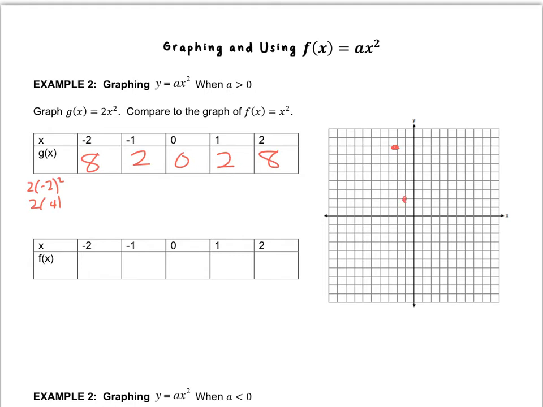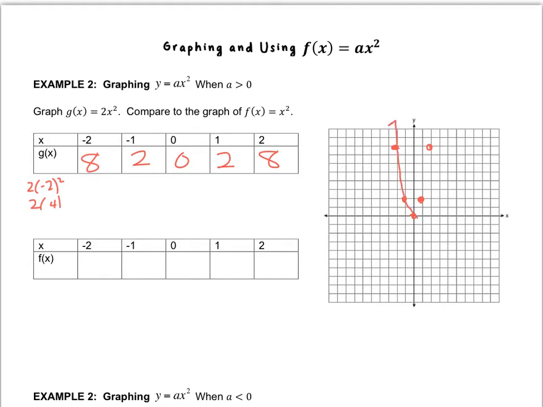-1, 2, 0, 0, 1, 2, and 2, 8. So you should get a U-shaped graph. If you don't, then something's wrong. And then you're not playing connect the dots. You're not connecting them with line segments. You're making a nice smooth curve.